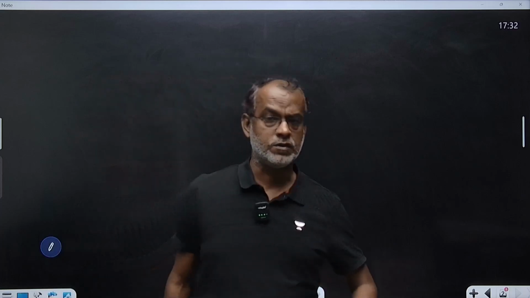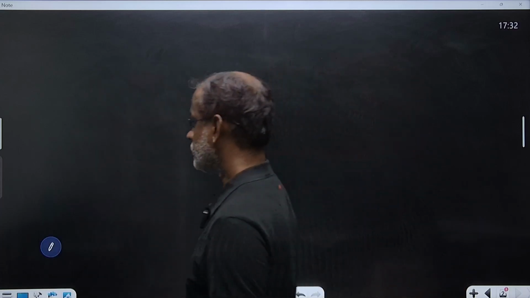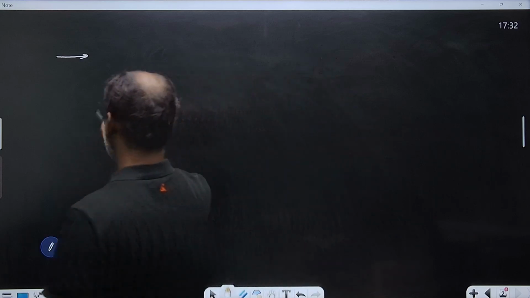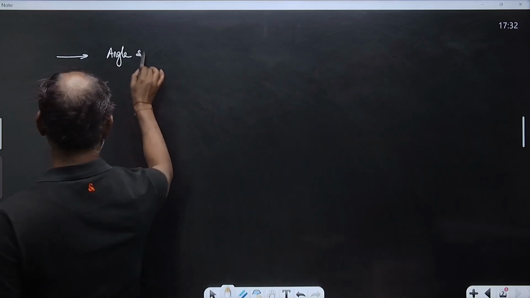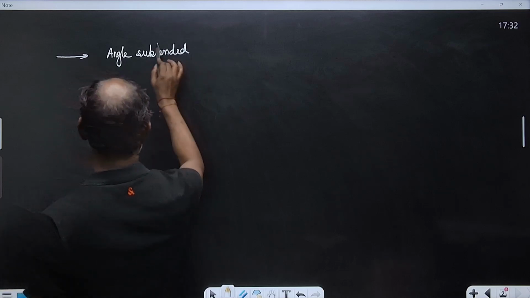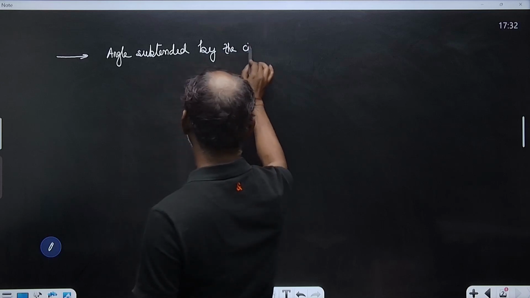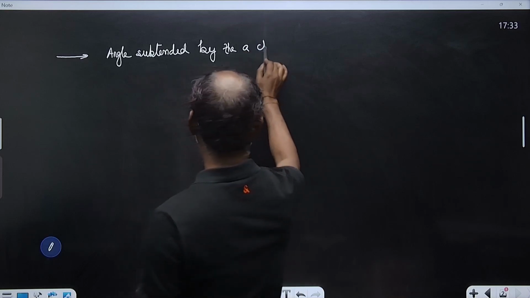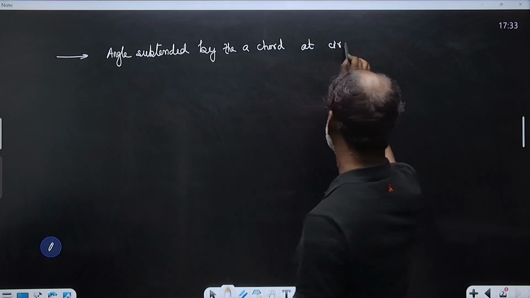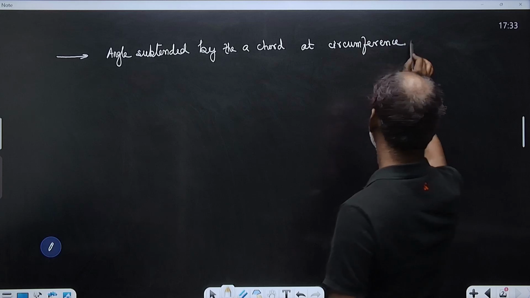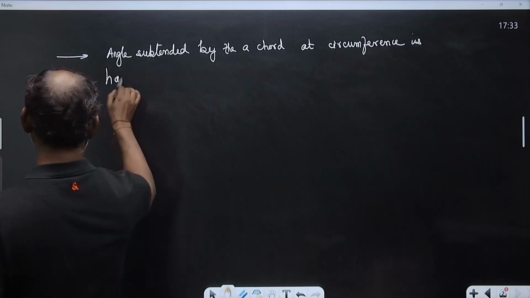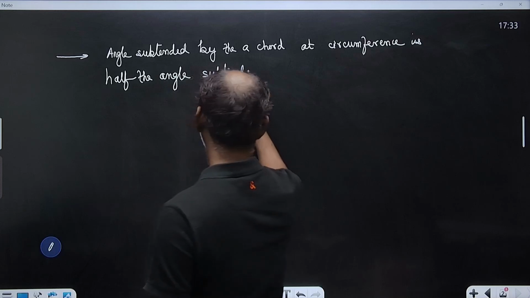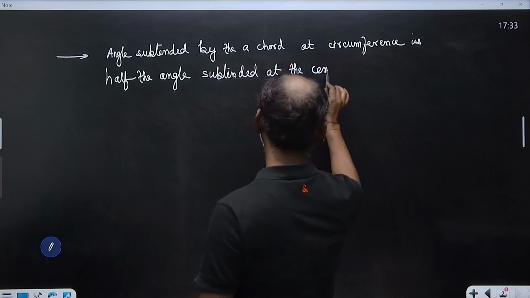Now some theorems related to circles. The very important theorem of angle chasing involves this: the angle subtended by a chord at the circumference is half the angle subtended at the center.